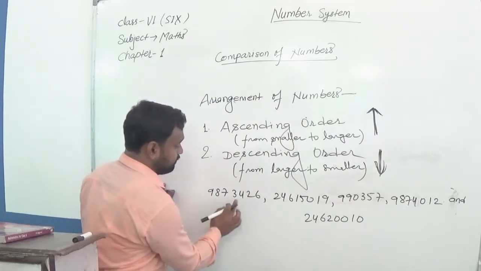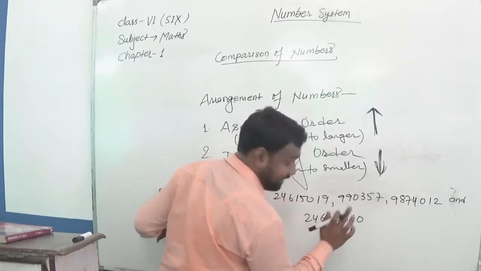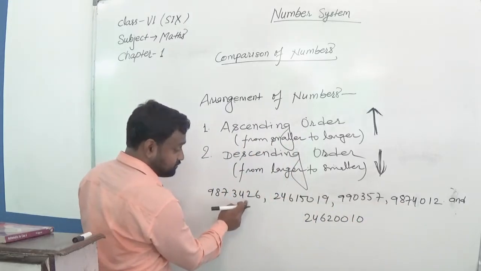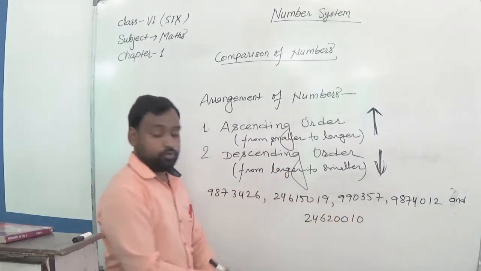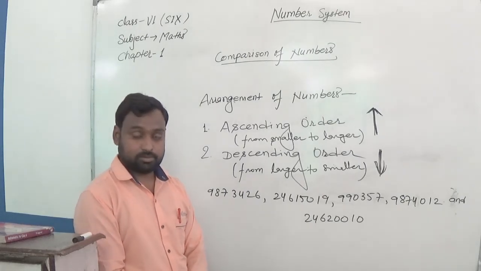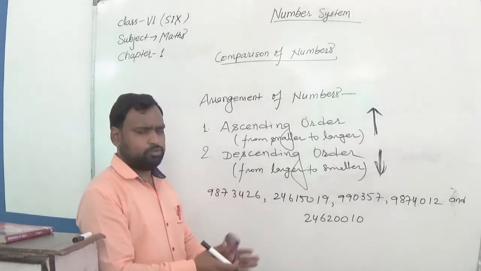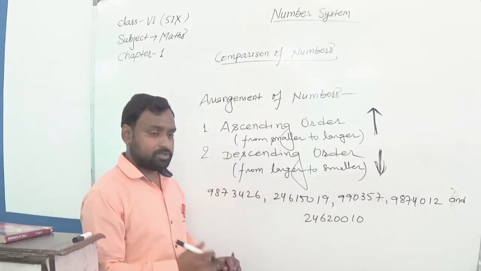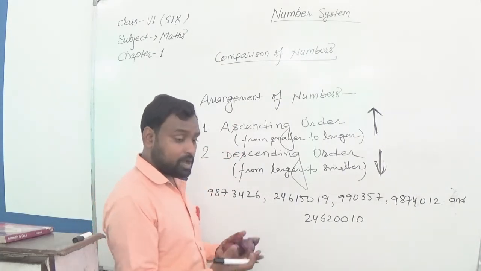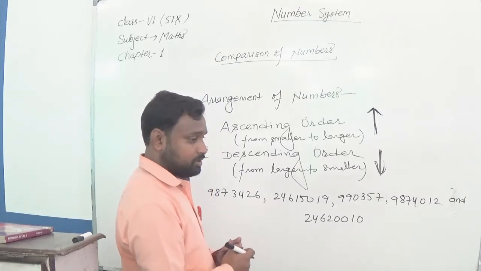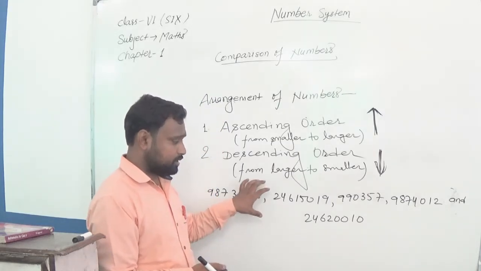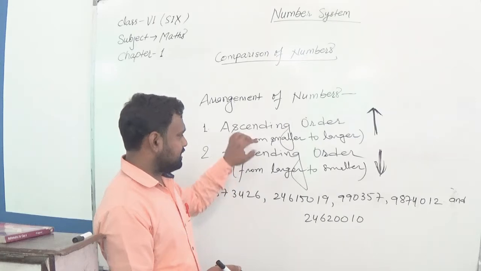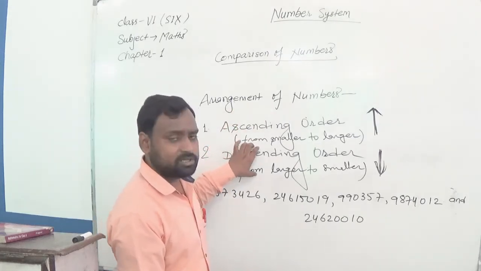We have these 5 numbers, 1, 2, 3, 4, 5. We have to arrange them, no matter whether in ascending or descending, just learn how to arrange. If you learn how to arrange, then you can easily arrange in ascending or descending order.